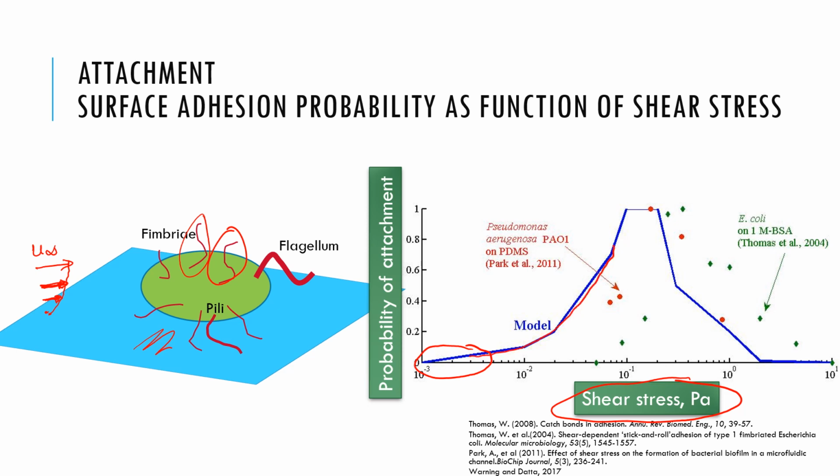So it goes up like that because the catch bond strengths increase. At much higher shear rate, like down here, it will have trouble attaching, so the probability of attachment decreases.